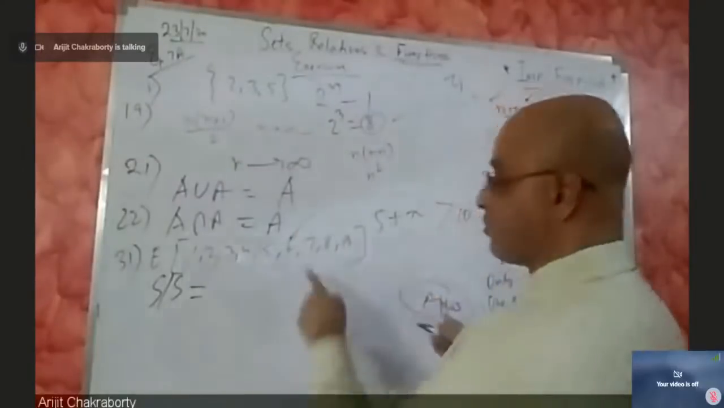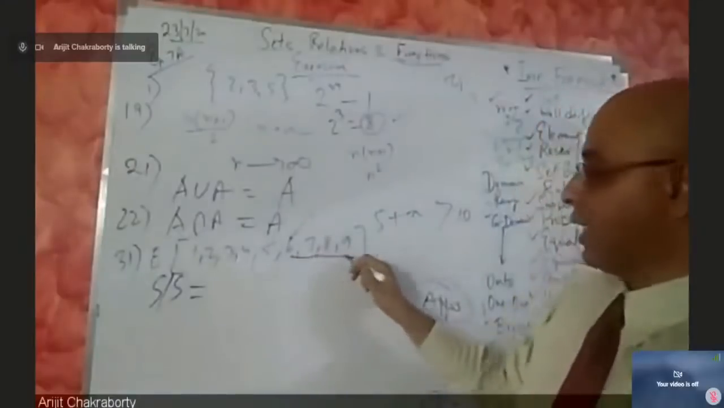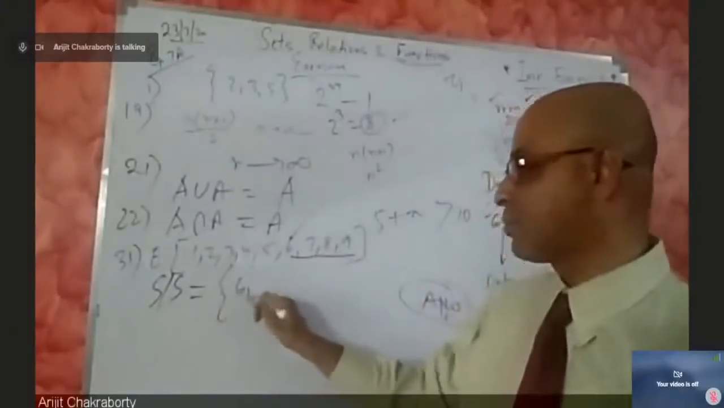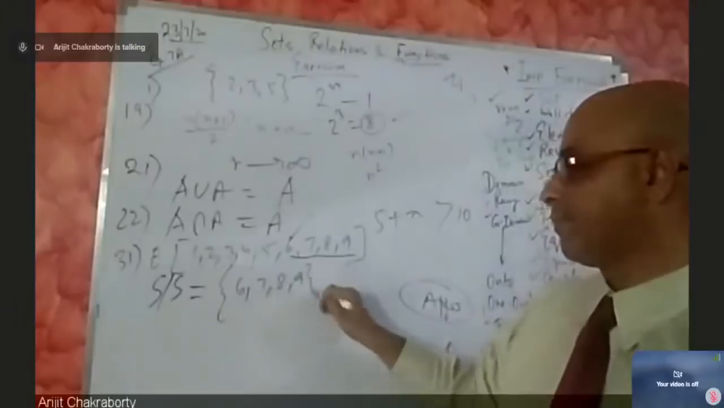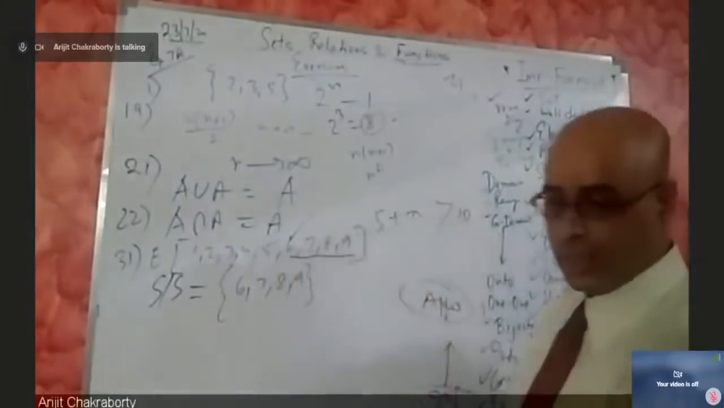If you take 6, it will be 11. 5 plus 6 is 11, that is more than 10. So 6, 7, 8, 9 will be the subset. So that you can satisfy this given condition.